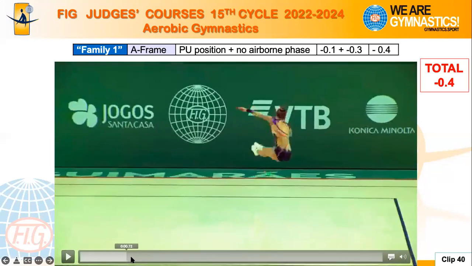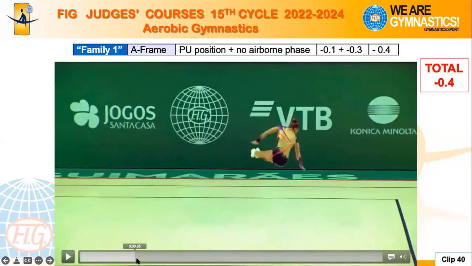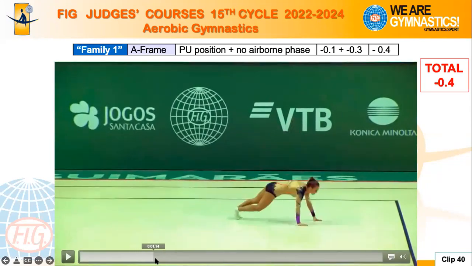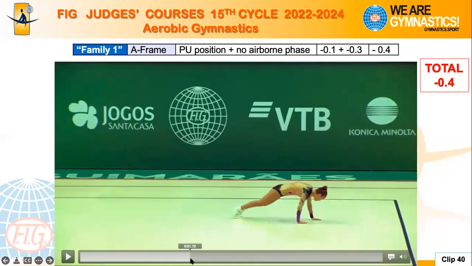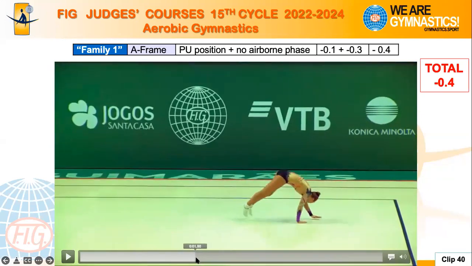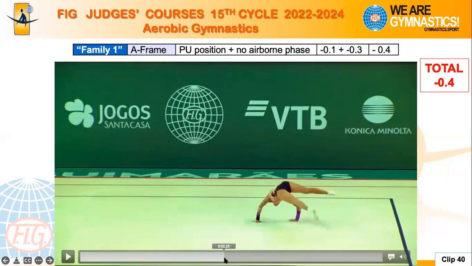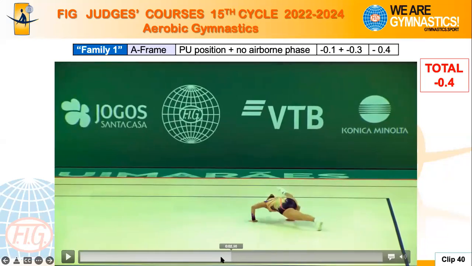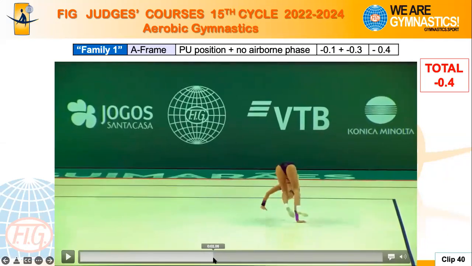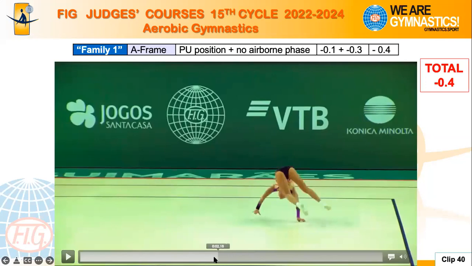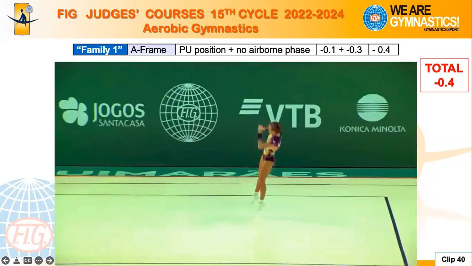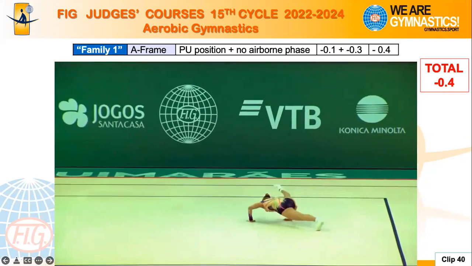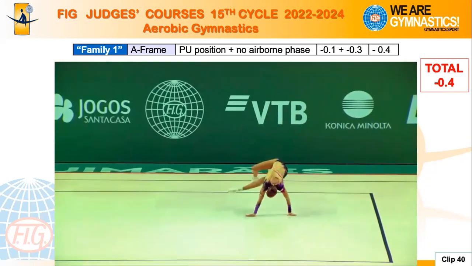You see the pike position not clear, and then no airborne phase in A-frame. Okay, she turned on her one arm more. So if you see this, then it's 0.3. So 1 and 3 is 4.